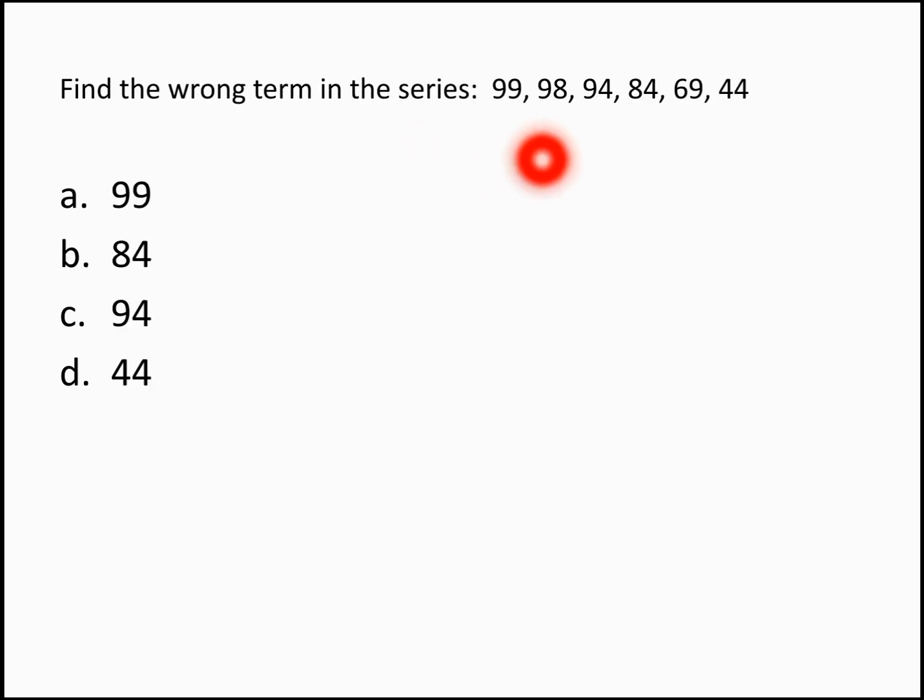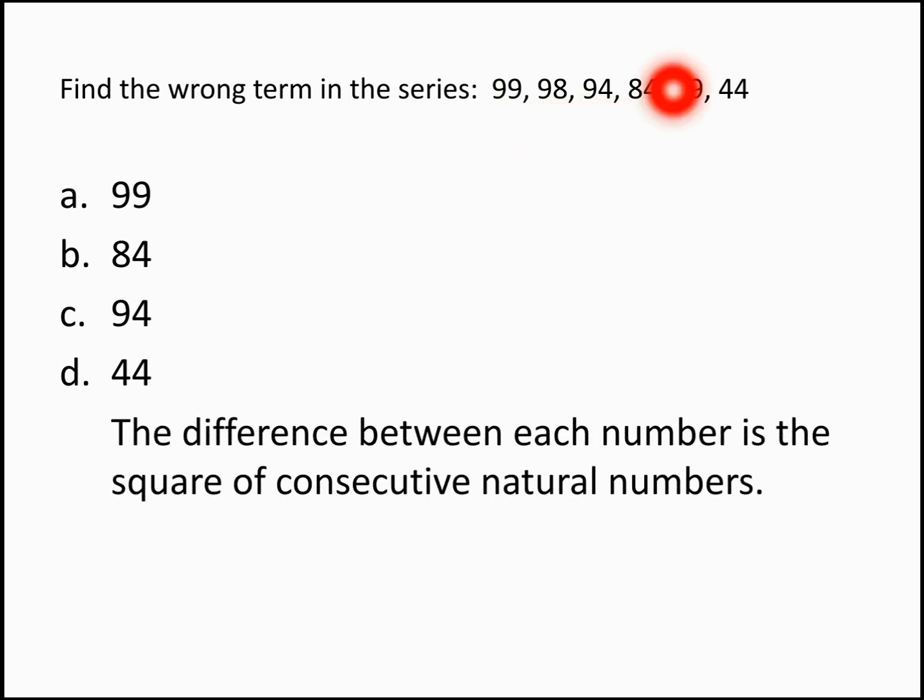Find the wrong term in the series 99, 98, 94, 84, 69 and 44. Right? Now this is a simple question. 99 minus 98 is 1, which is 1 square. 98 minus 94 is 4, which is 2 square.